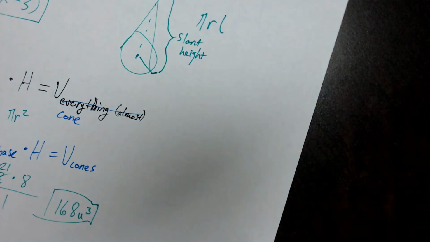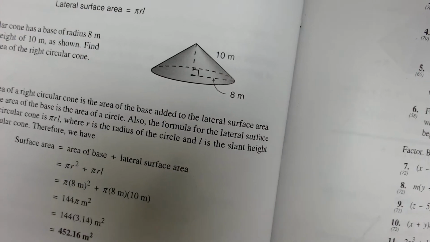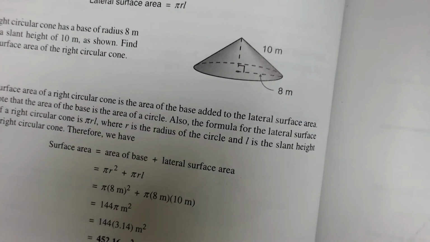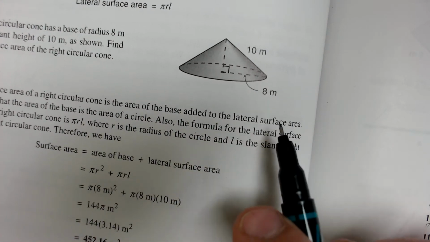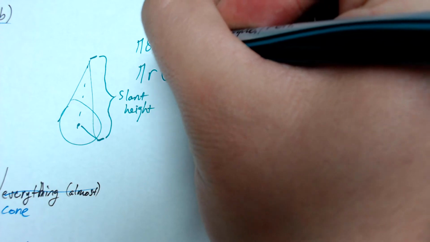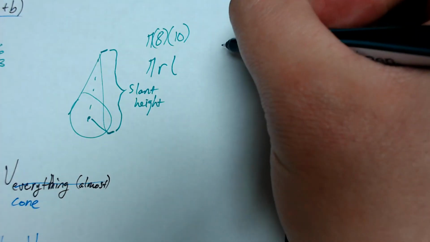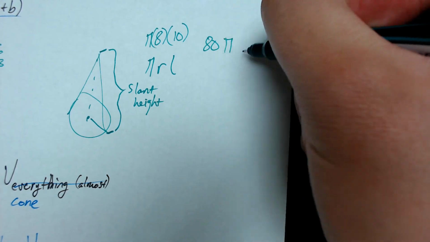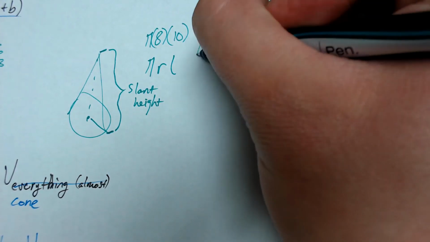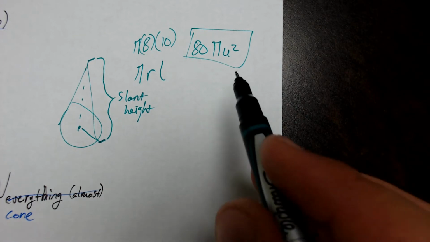So, in the example that they give us, our cone has a radius of 8 and a vertical height of 10. Oh no, I'm sorry, a slant height of 10. So, slant height is 10, radius is 8. So all I have to do is take pi times 8 times 10, which means that the surface area is 80 pi units squared. All right, cool. That was pretty simple. Or sorry, that's the lateral surface area.